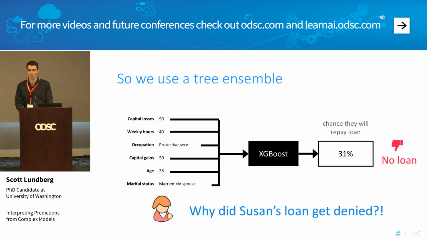First question, obviously, is why? Why did Susan's loan get denied? Susan wants to know, typically. Your boss might want to know. If you're a good data scientist, maybe you want to know. And often the law wants to know. There's lots of reasons you need to understand why.